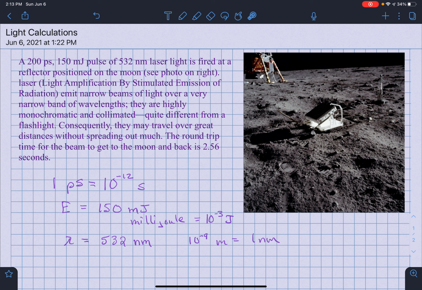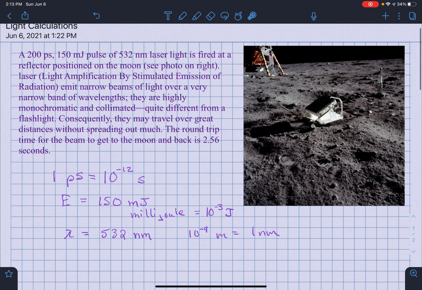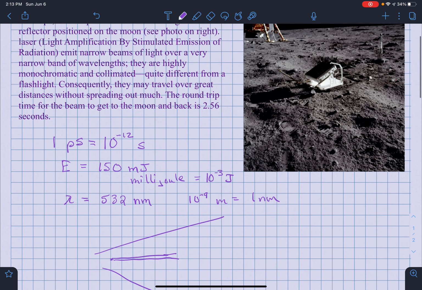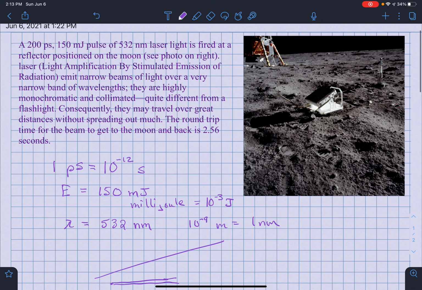So again, they generate collimated beams of light that don't spread out very much. A flashlight may go something like this, spread out, and a laser beam may be something like that. Doesn't spread out very much. It does spread out, but it doesn't spread out nearly as quickly as a flashlight beam.